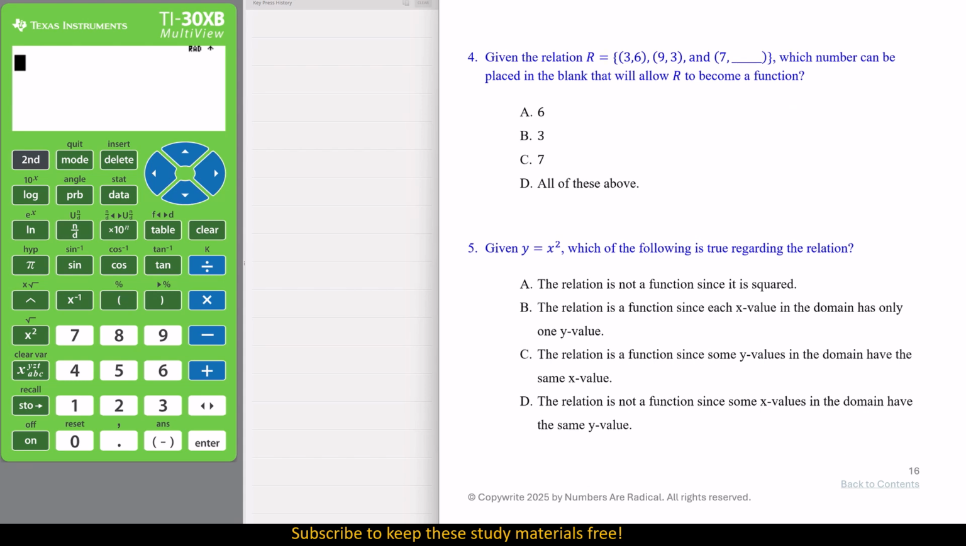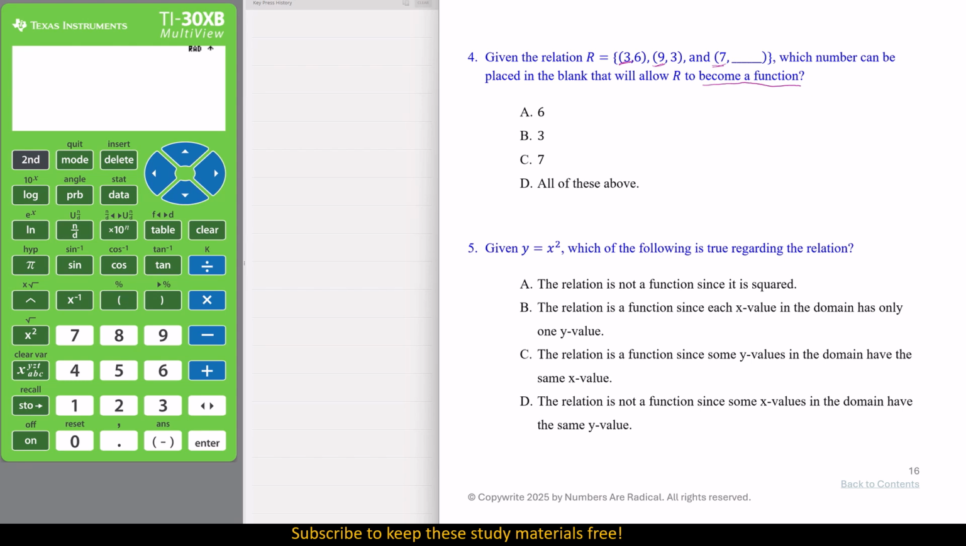Given the relation R is equal to 3, 6, 9, 3, and 7, and we have a blank. Which number can be placed in the blank that will allow R to become a function? Now we know the properties of a function mean that none of the x values repeat. So that means the domain cannot have repeating values. Well, let's look at what we have. We have 3, 9, and 7.